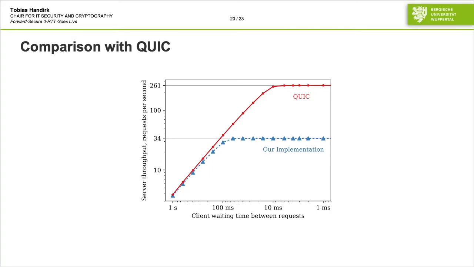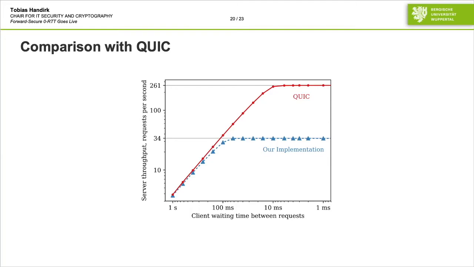You can see that for a small offered load, all requests can be served without delay, and the throughput is nearly identical to the offered load. As the load increases, the server exhausts its computational resources and reaches the throughput limit. Using our implementation, the server maxes out at a throughput of 34 requests per second, while using QUIC, the server can process roughly 260 requests per second.